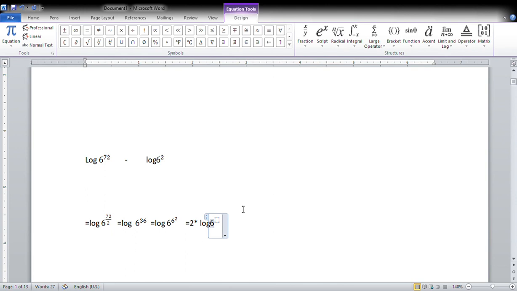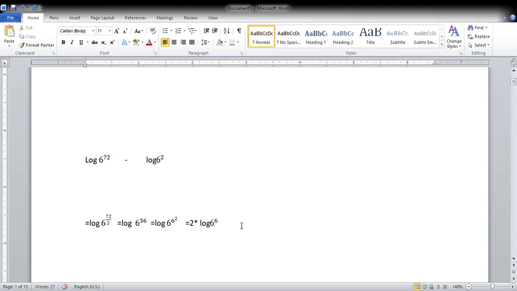So if the base and the logarithmic number are the same, it is simply 1. That means log 6 to the base 6 is 1. If both the numbers are the same, it should be 1. That means 2 multiplied by 1 is equal to 2. Simple answer, right? So I hope you can understand the problem.